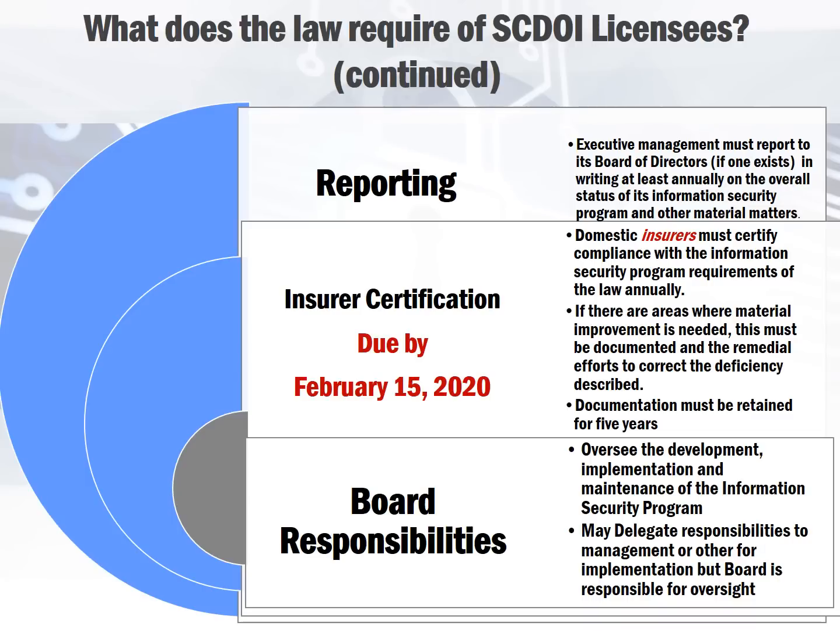And what else does the law require? Management must provide an annual report to the board of directors, if you have a board, regarding the information security program. Domestic insurers, and that's not all licensees, just the domestic insurers, must provide annual certification that they are meeting all information security program requirements. And finally, as you can see on this slide, the board will be responsible for overseeing the development, implementation, and maintenance of the information security program. So board oversight is a must if you have a board.